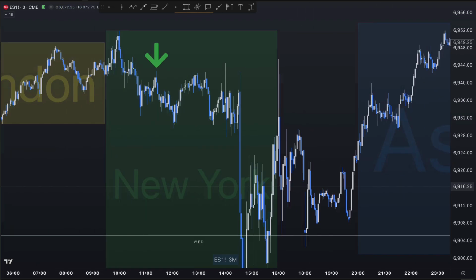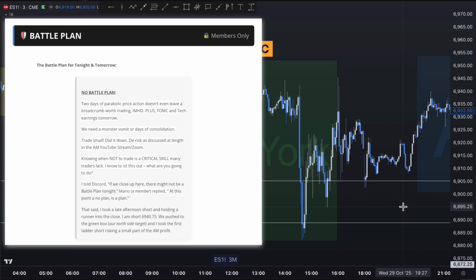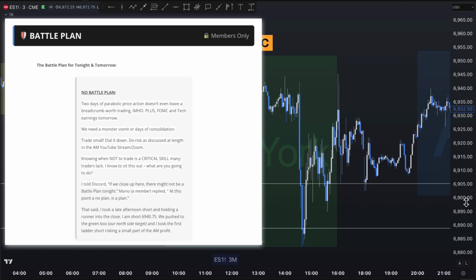Okay. So let's come over here to Wednesday. Wednesday was FOMC. In that vein, I did not post any battle plan trades going into Wednesday. To me, it's a no trade zone. We had FOMC, Trump and Z, and tech earnings. There are easier weeks to trade. I didn't post a battle plan.